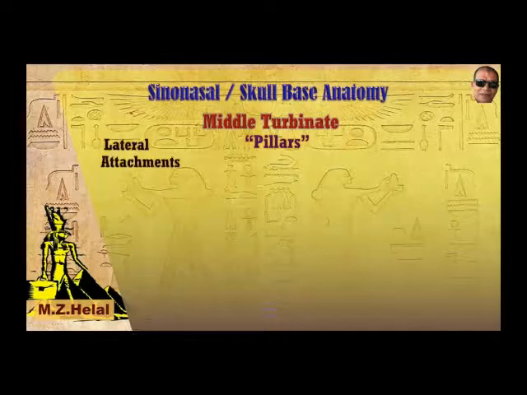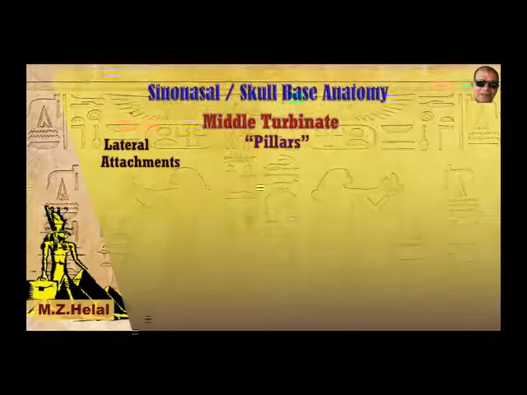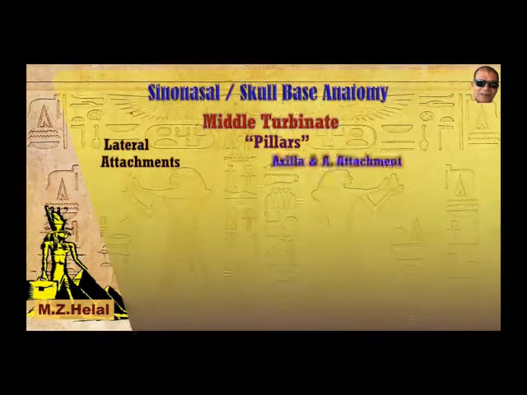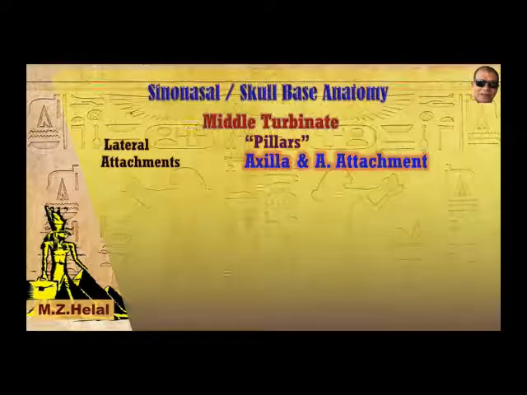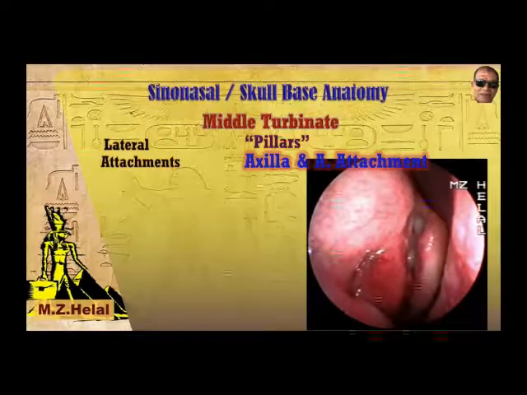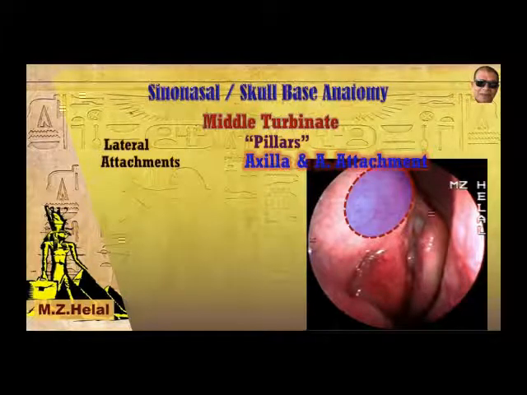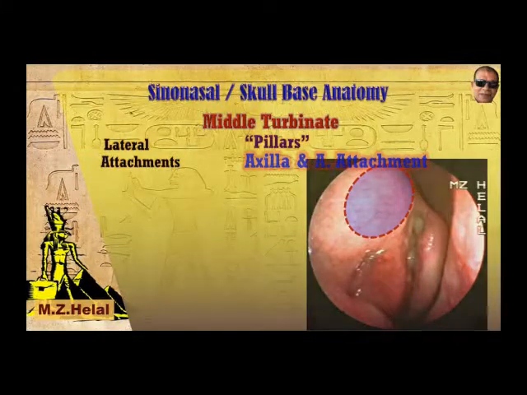We start anteriorly with the lateral attachment. The anterior attachment of the middle turbinate is at the axilla. Here is the axilla of the middle turbinate with the anterior attachment combined with the uncinate process. Just anterior to this is the agger nasi area, and actually this is the anterior wall of the frontal recess.